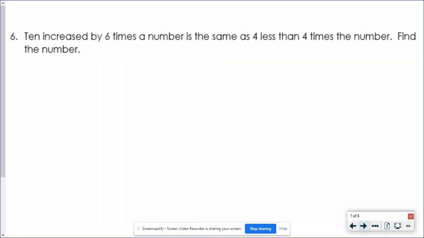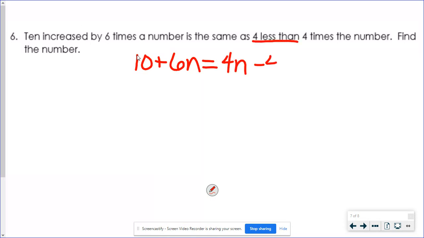One more example problem. 10 increased by 6 times a number is the same as 4 less than 4 times a number. All right, 10 increased by 6 times a number, that part is just 10 plus 6n, is the same as 4 less than 4 times the number. Again, tricky subtraction, so I need 4 times the number, and I need 4 less than that. So let's change our subtraction, and then I just want to move my smaller variable.